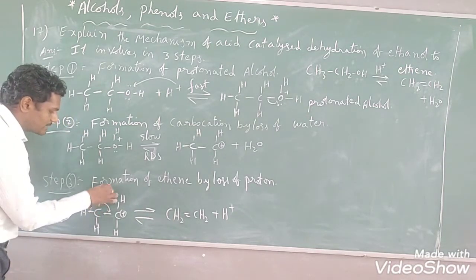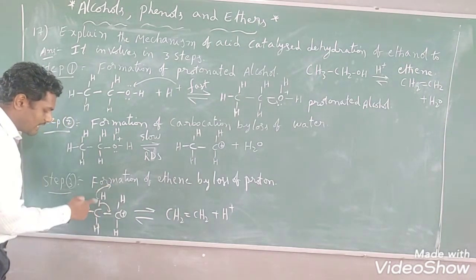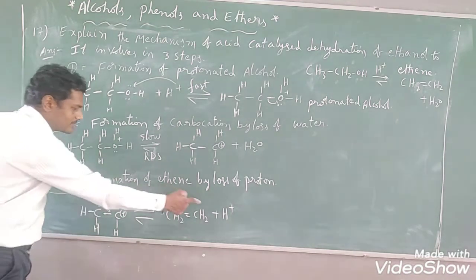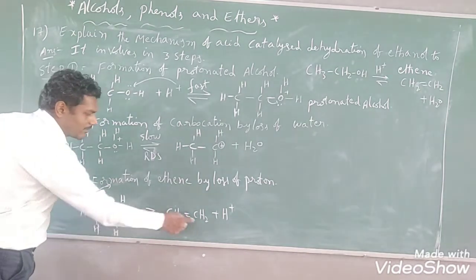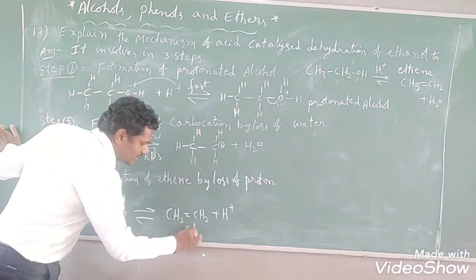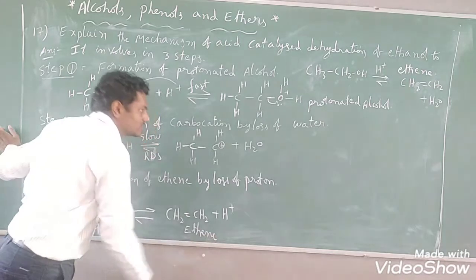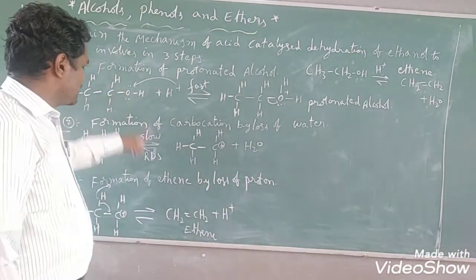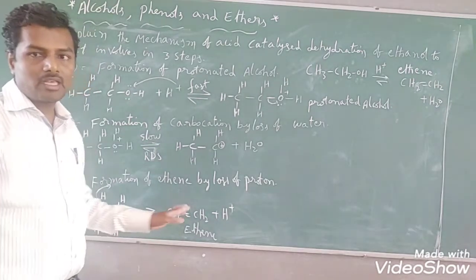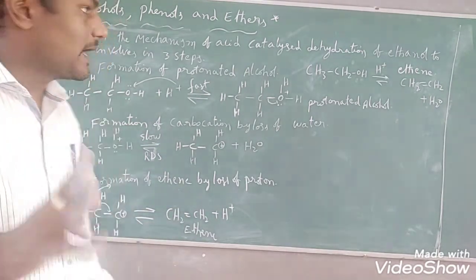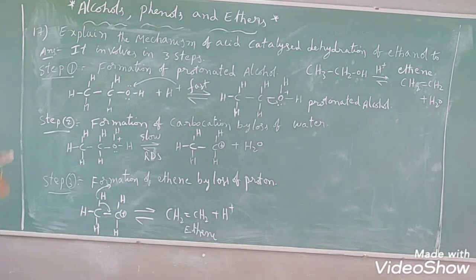So H plus ion comes out from any one of the carbon hydrogen bonds, and it leads to the formation of a double bond. So CH2 double bond CH2. This is what, students? Ethene formation taking place in 3 steps, from alcohol to alkene, ethanol to ethene. Very, very important question for 3 marks. Practice this question properly, students. Okay? Copy this one.